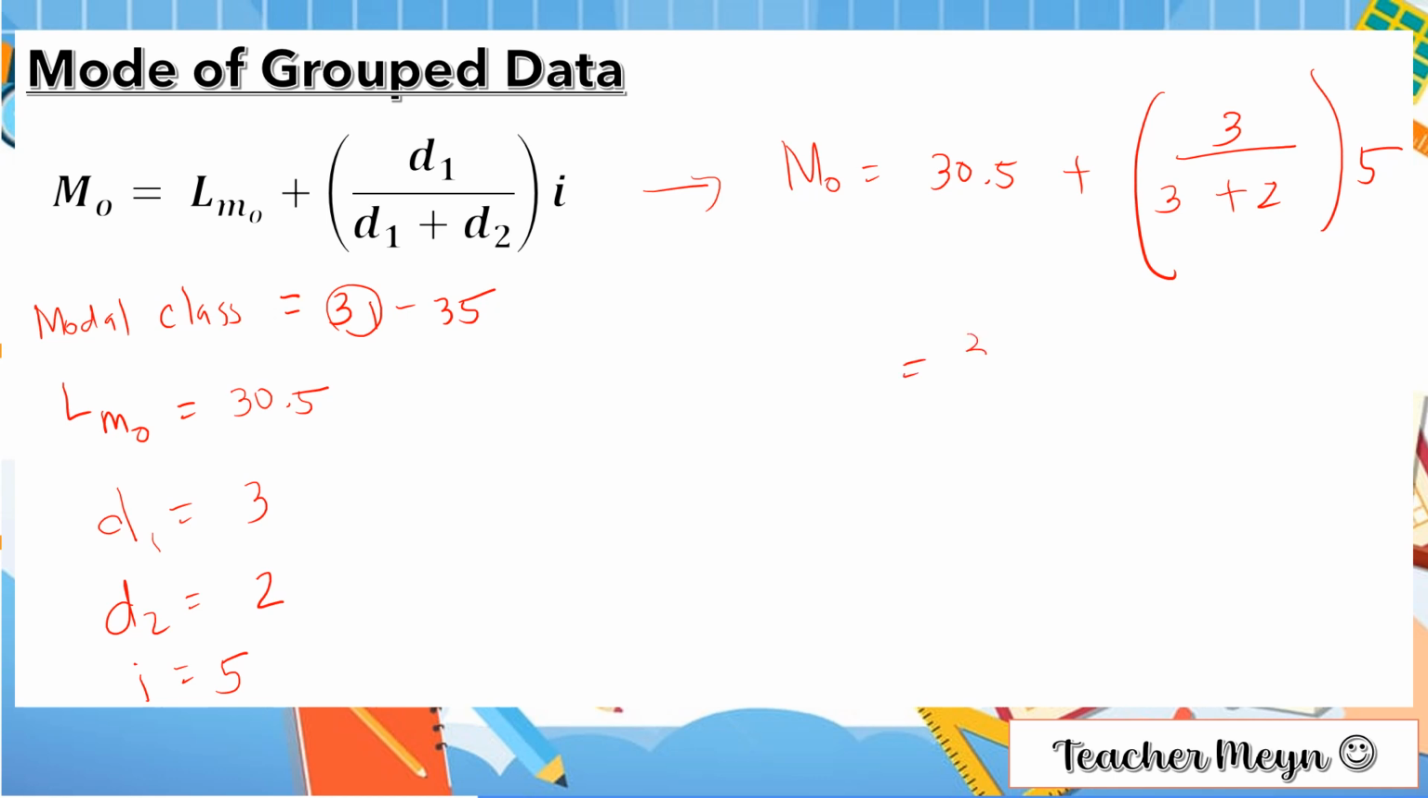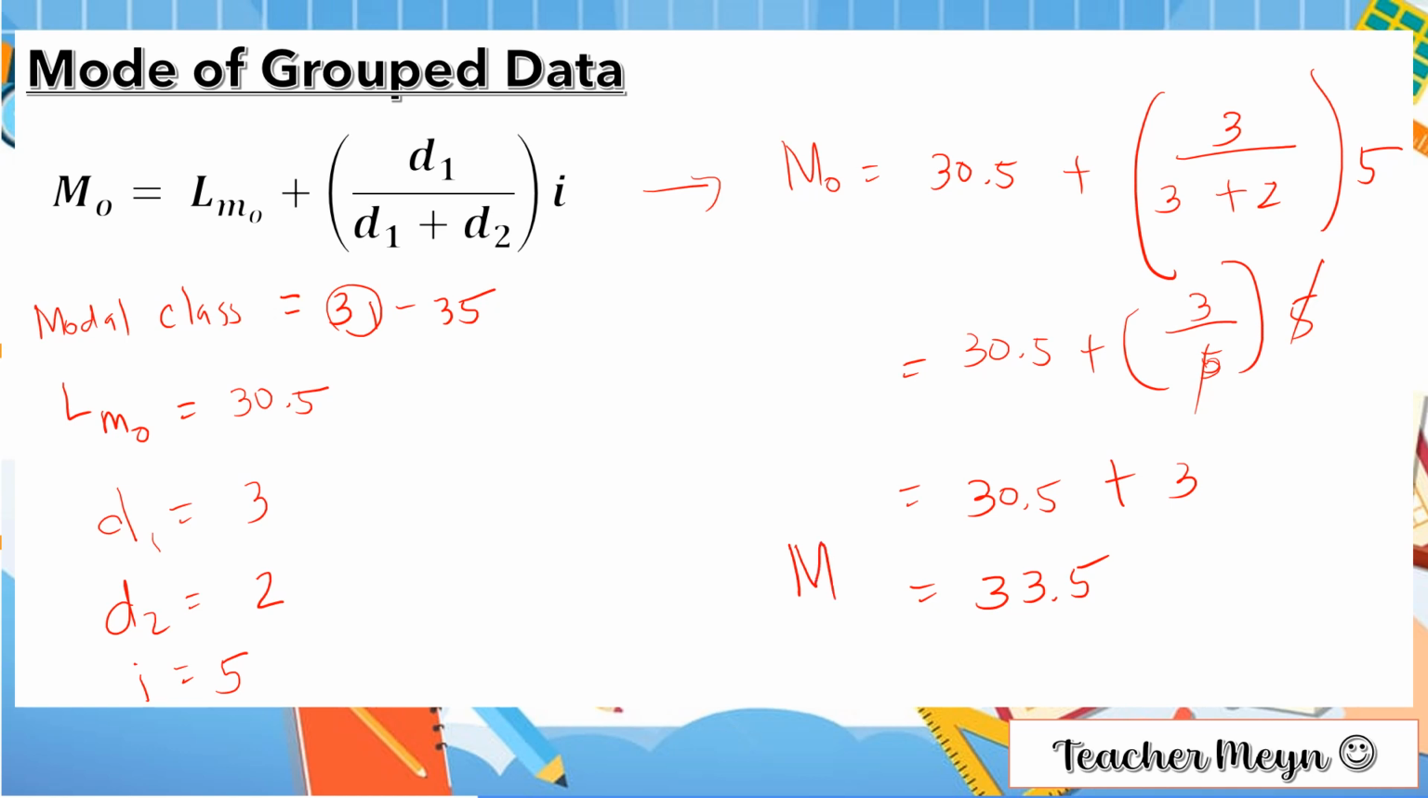So 30.5. Let's simplify the operation inside the parentheses. 3 plus 2 is 5, times 5. Applying the cancellation method, what remains is 3 plus 30.5. So 30.5 plus 3 is 33.5. Therefore, the mode of grouped data is 33.5.